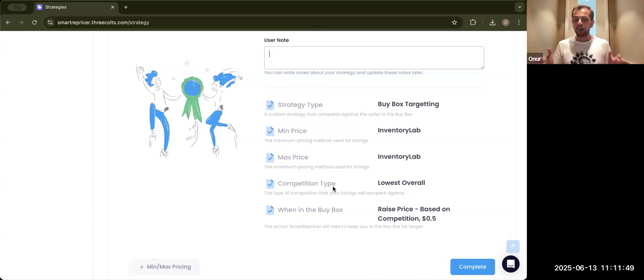My minimum and my maximum price will come through Inventory Lab. And in my competition tab, the lowest overall. And when I have the buy box, I'm just going to raise my price based on the competition 0.5. The only reason is that I just want to really keep my buy box, and everybody loves the buy box.